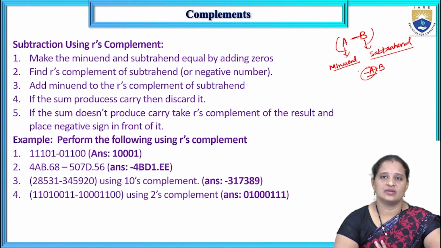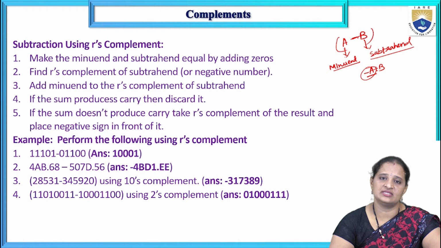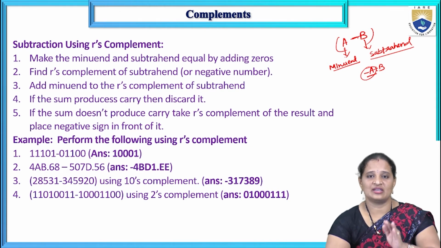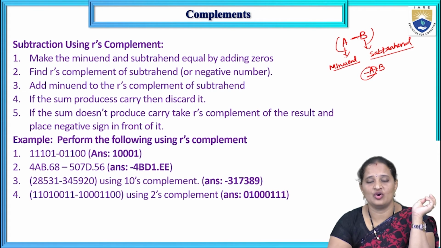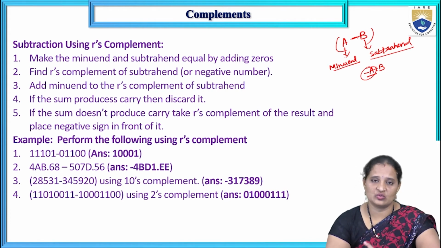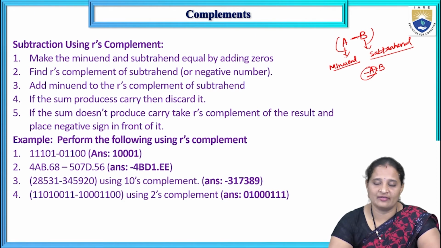So what we need to do is make the minuend and subtrahend equal in length by adding zeros. Sometimes we may not have an equal number of digits in the two numbers, so we need to make them equal length by adding zeros. In which position do we need to add them? At the extreme end, that is, to the MSB position. Then only the value of the number will not change. So add the zeros so that the number of digits in each number is equal.